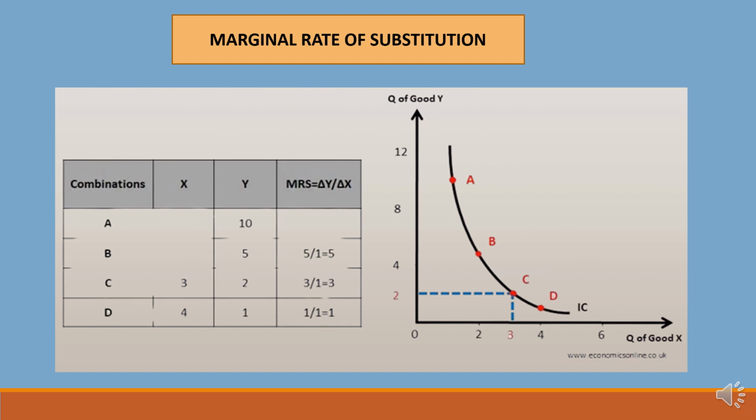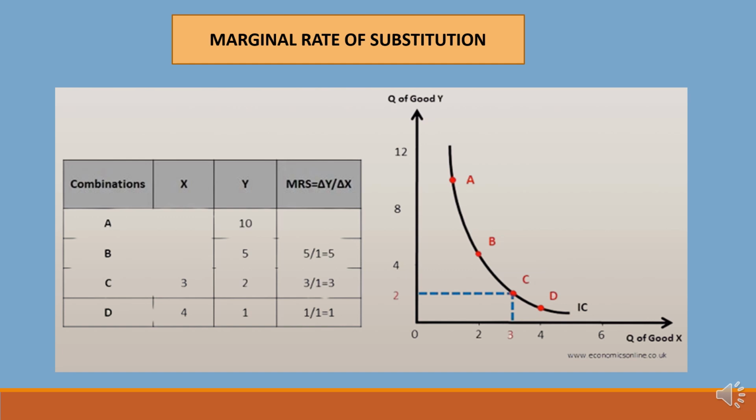Let's say the consumer is indifferent between this combination and another combination of 3 apples and 8 oranges per week. The marginal rate of substitution (MRS) is the rate at which the consumer is willing to substitute one good for another while remaining indifferent, holding the utility constant.